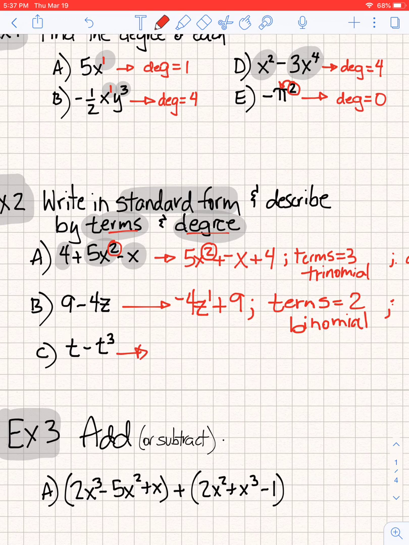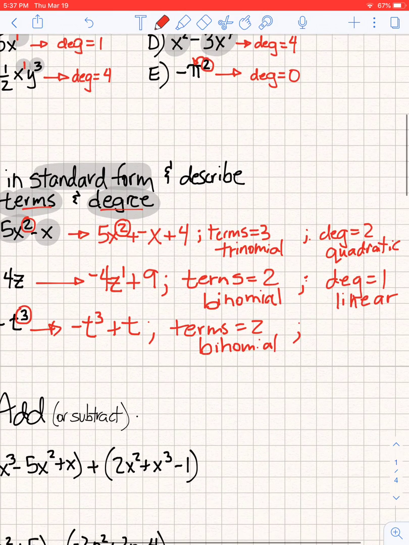And example C. Again, the cubic one goes first. Again, bring the negative sign with it. Plus t. Again, there are 2 terms, so it too is a binomial. And finally, if we look at the degree of this one, we can see that the degree is 3. So we call this a cubic function.